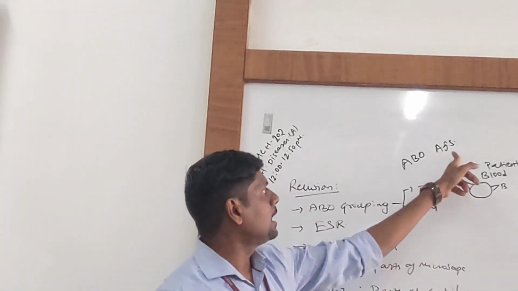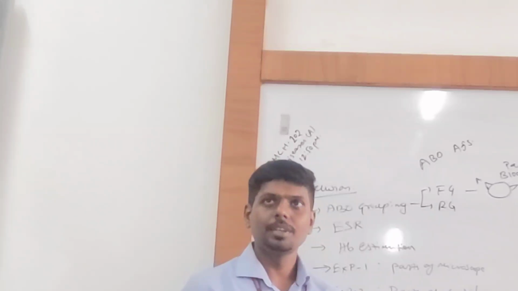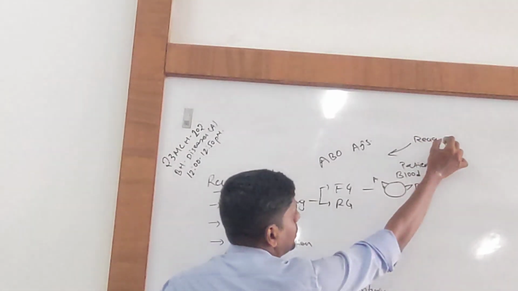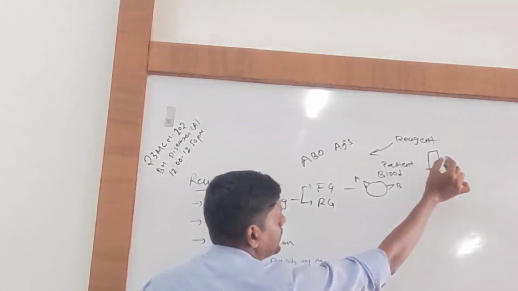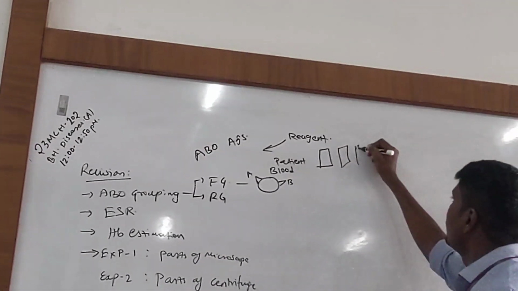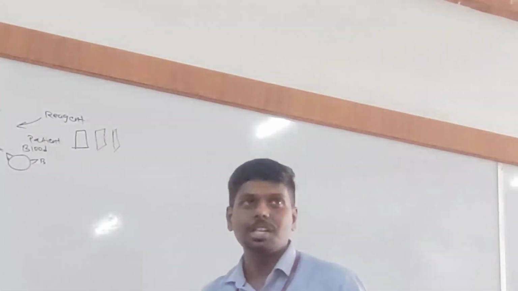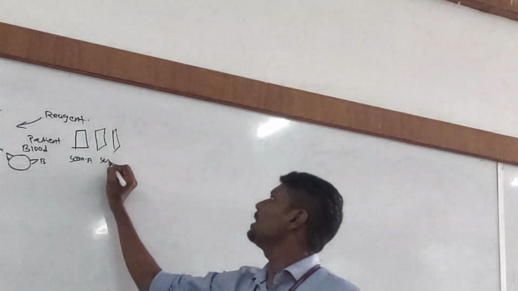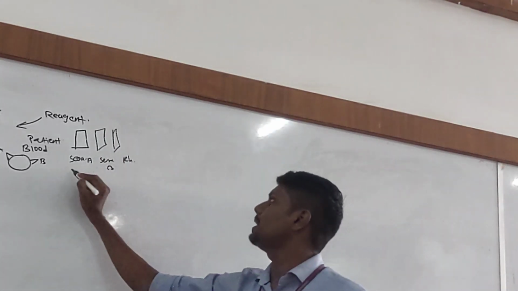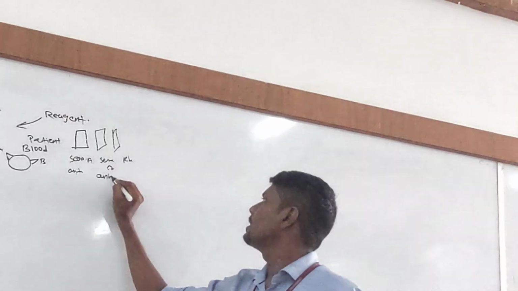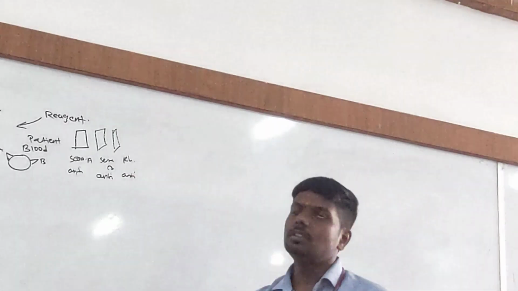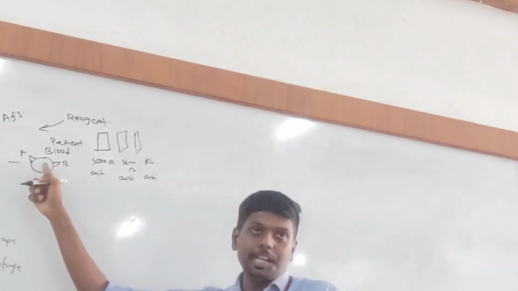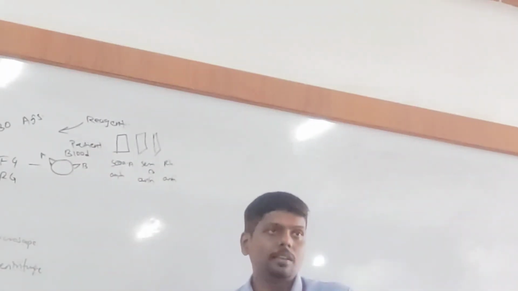In order to detect the antigens, what are we using? We are using a reagent. What reagent? We are using three reagents: anti-sera A, anti-sera B, and RH anti-sera. Am I correct? This is called forward grouping. In forward grouping, we are detecting the antigens present on the red blood cell.